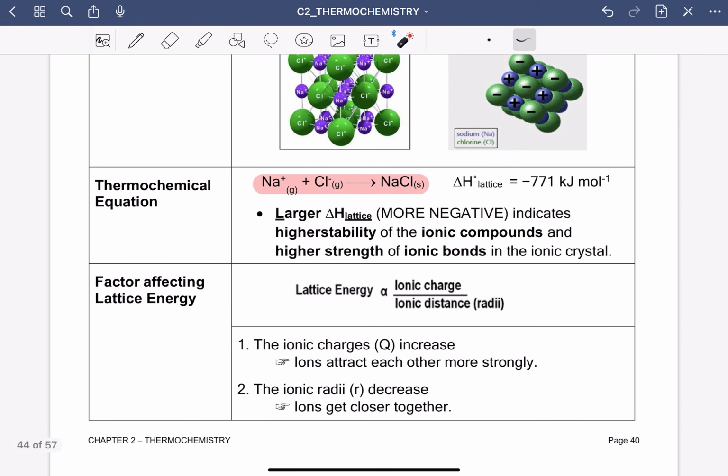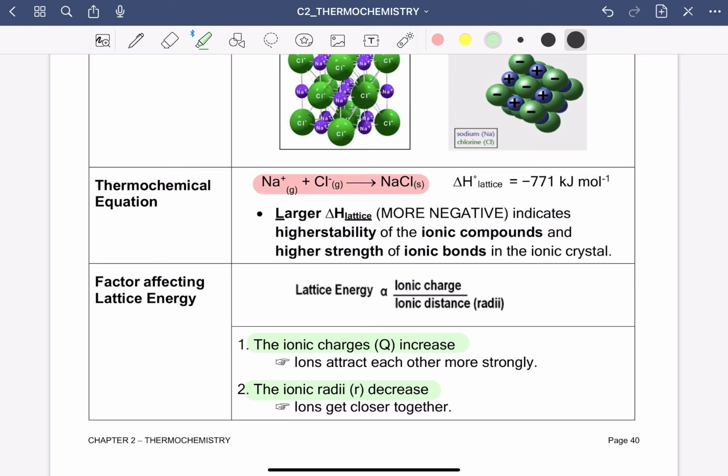Now, what factors affect the lattice energy? You should know these factors. We have 2 factors. The first one is the ionic charge. When the ionic charge increases, it means the ions attract each other more strongly, so the lattice energy will be big. And the second one is when the ionic radius decreases. The smaller the ionic radius, you can relate this with chapter 3 that you learned before.